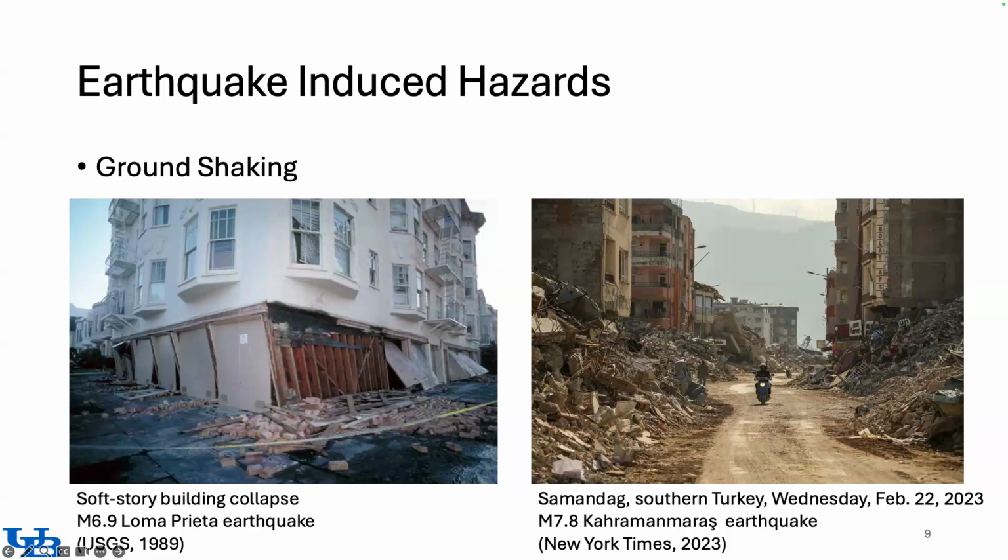And more recently, in 2023, we had the Kahramanmaraş earthquakes in Turkey, which again, because of lack of standards in Turkey and also the very large size of the earthquake, caused extensive damage with, I think, more than 100,000 injured people.